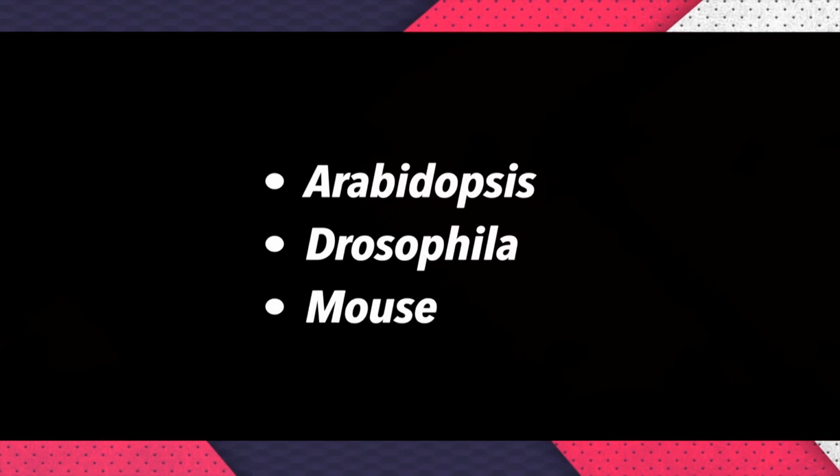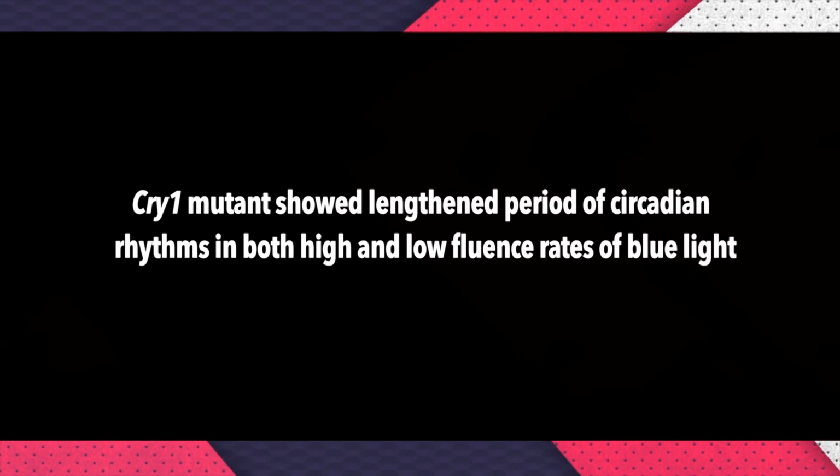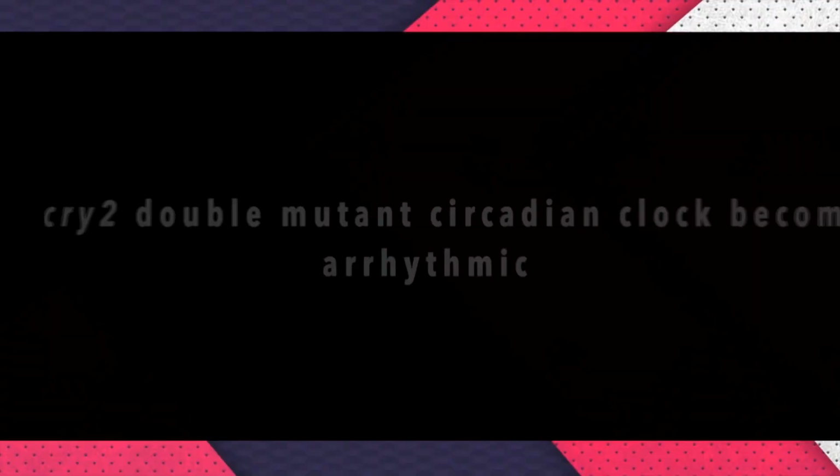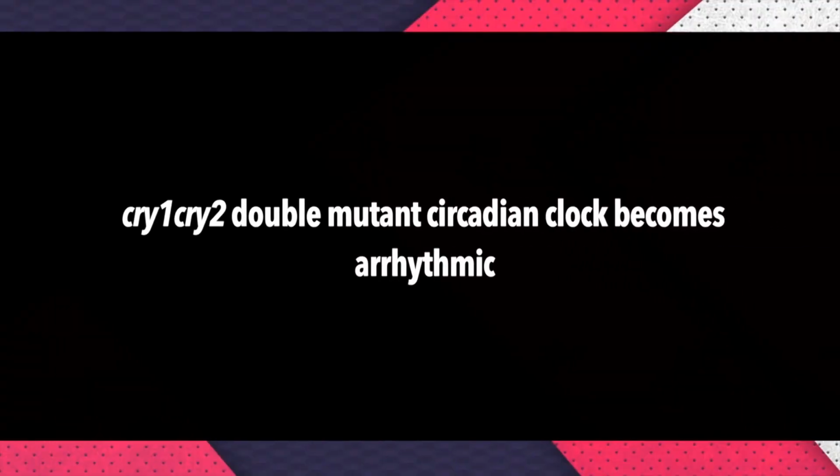Arabidopsis, Drosophila and mouse. In Arabidopsis, this was confirmed from the impaired circadian clock of the Cry mutants. For example, the Cry1 mutant showed lengthened period of the circadian rhythms in both high and low fluence rates of blue light. On the other hand, the Cry2 mutant has a slightly shortened period in low fluence rates of blue light. The Cry1 Cry2 double mutant showed a longer period under the fluence rates of blue light. This suggests that Arabidopsis Cry1 and Cry2 act redundantly to entrain the circadian clock. However, in case of mouse Cry1 Cry2 double mutant, the circadian clock becomes arrhythmic. In short, it seems that cryptochromes are not intrinsic components of the circadian oscillator in Arabidopsis.